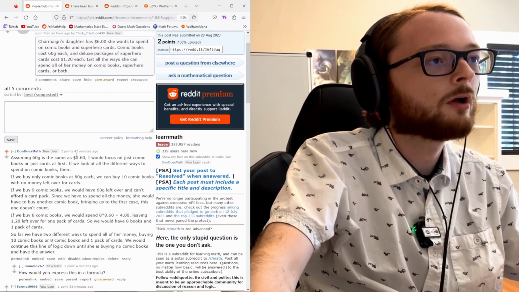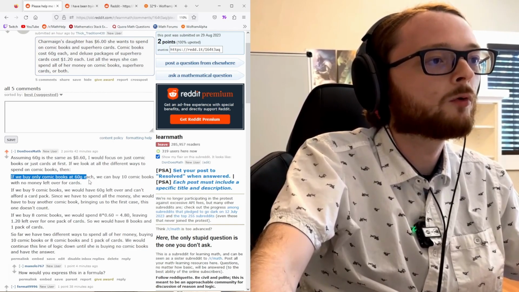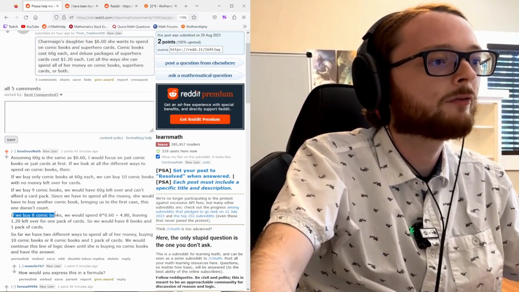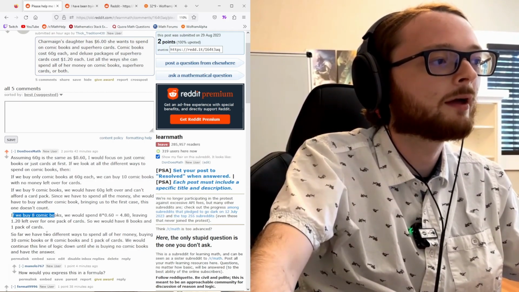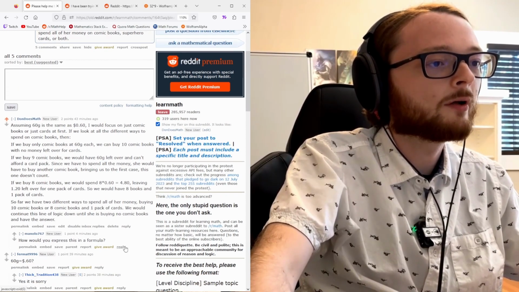So I'm gonna scroll. Oh, actually, yeah, I can fit it both. I basically said just start looking at the case where you only buy comic books. Well, you get 10, and then try buying 9 and see what happens. Try buying 8 and see what happens, and so on like that. But they want this in a formula, which is also possible.